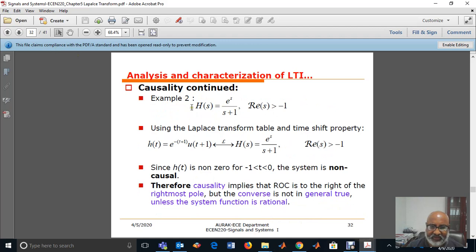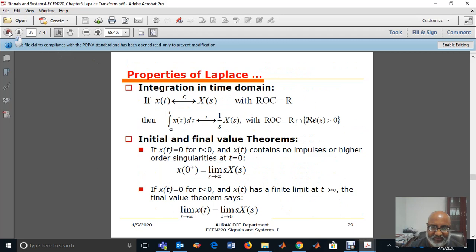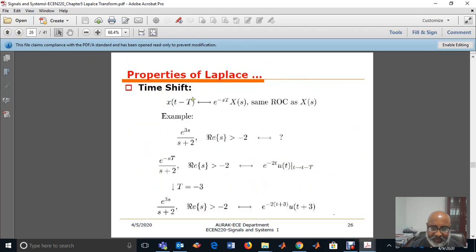Let's have this second example. Is this system causal? We can check this by looking at its poles and also by going to the time domain. The region of convergence here is real of s greater than minus 1, so sure, this is a right-sided signal. But I have e to the power of s, so there is a time delay. If I go back to the time delay property, what is the amount of time delay? Because it is e to the power of s T, capital T is minus 1.